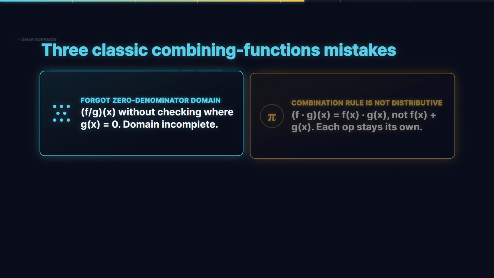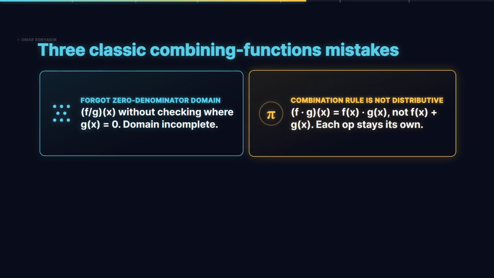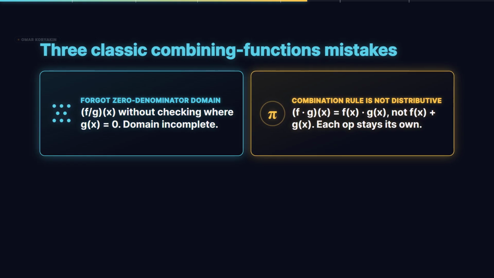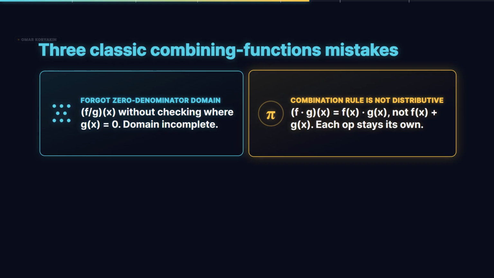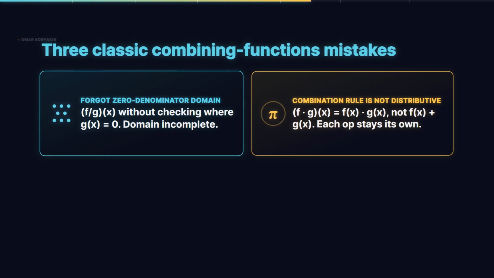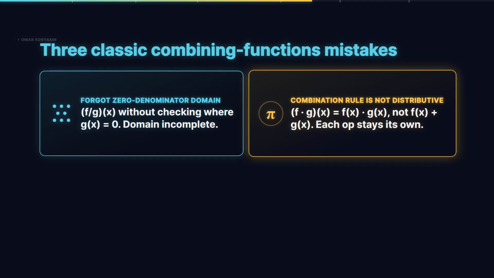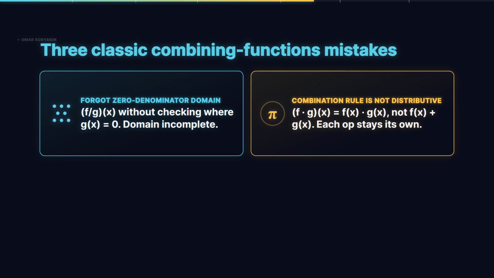Second mistake: confusing the arithmetic operations and applying the wrong one to the two outputs. A student computing f times g of 2 adds the two output values instead of multiplying them, getting f of 2 plus g of 2 when the correct value is f of 2 times g of 2. The fix is to read the operation symbol carefully.